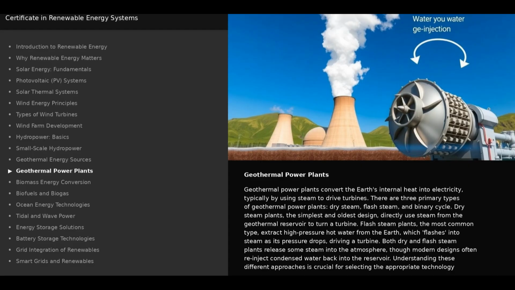Flash steam plants, the most common type, extract high-pressure hot water from the earth, which flashes into steam as its pressure drops, driving a turbine. Both dry and flash steam plants release some steam into the atmosphere, though modern designs often re-inject condensed water back into the reservoir. Understanding these different approaches is crucial for selecting the appropriate technology for a given geothermal resource.